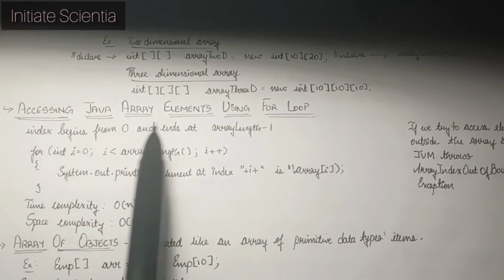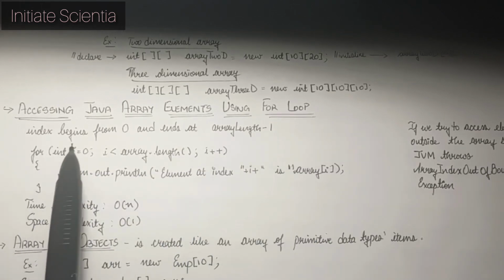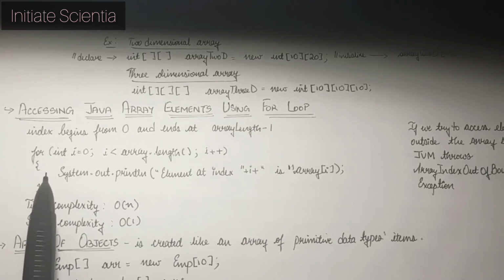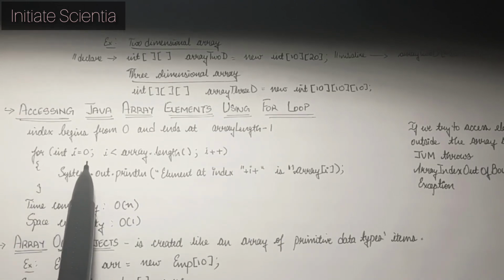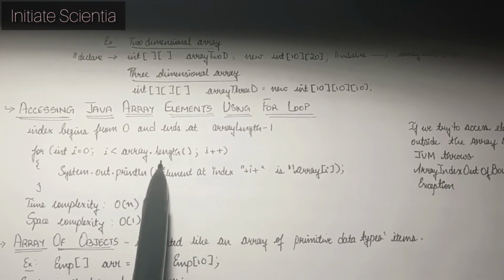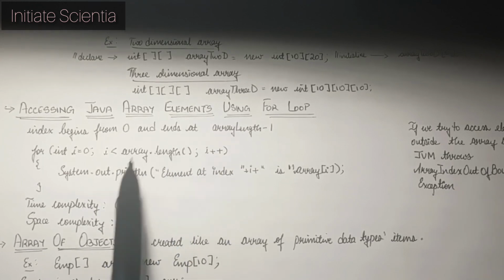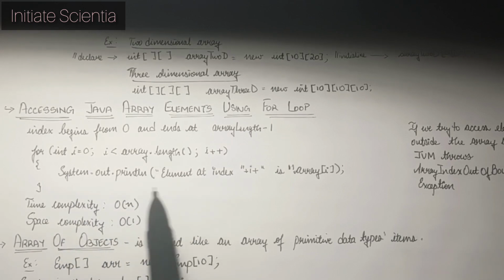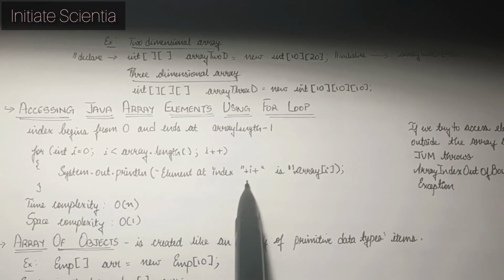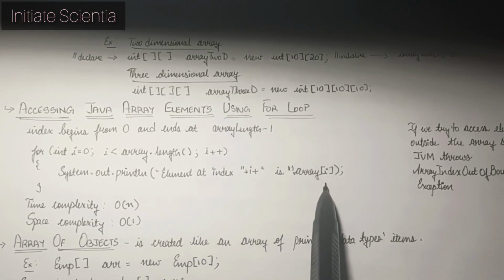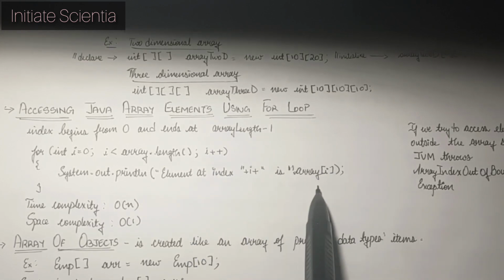Accessing Java array elements using a for loop. Index begins from 0 and ends at array length minus 1. In the for loop, let's start with index 0, i less than array.length. So this gives the length of the array and you increment i. Next we have System.out.println, the printing statement. Element at index plus i, at this index is array of i. So this returns the element of the array.